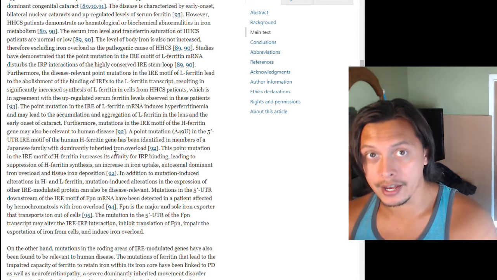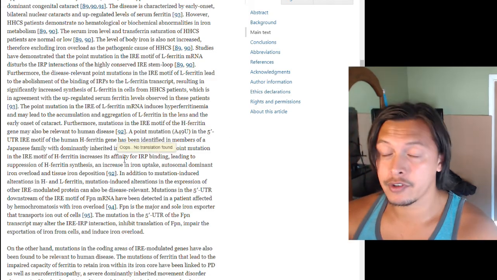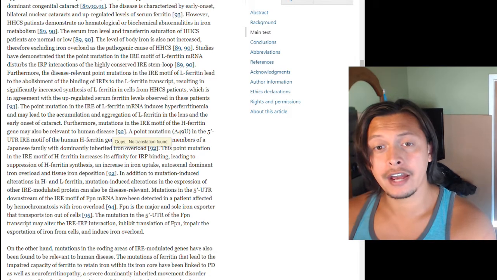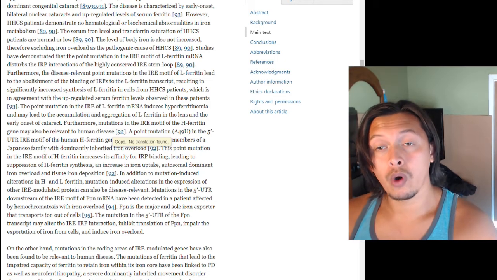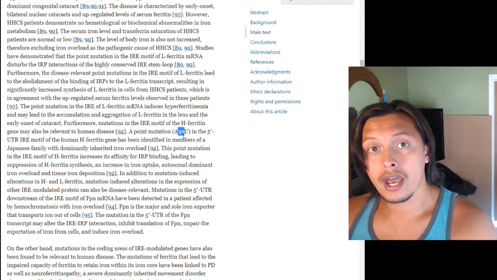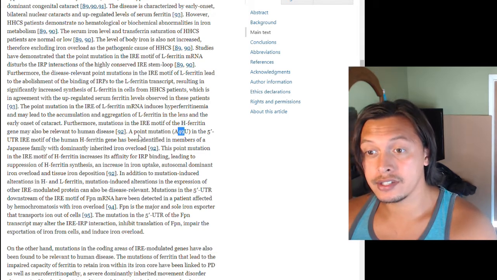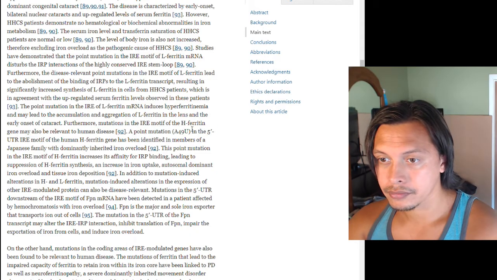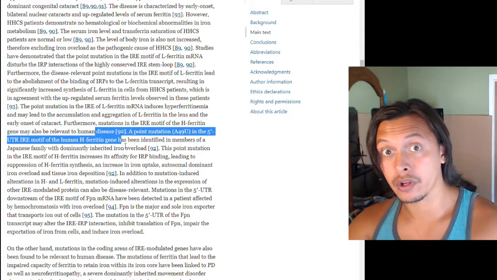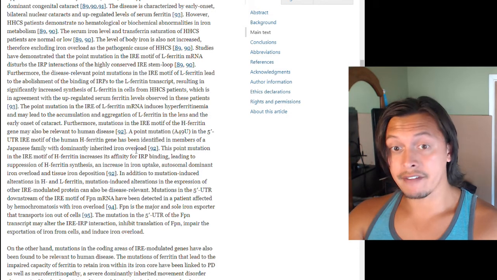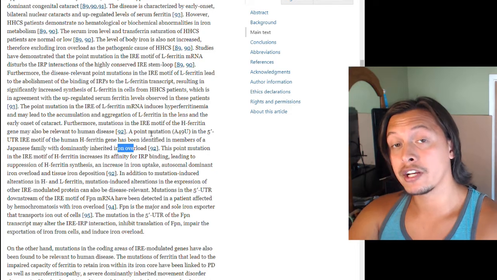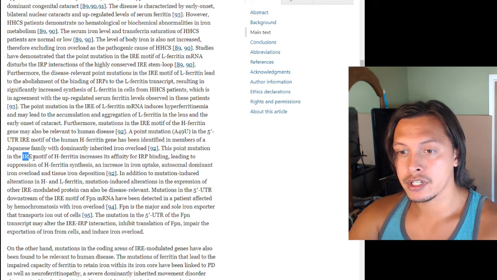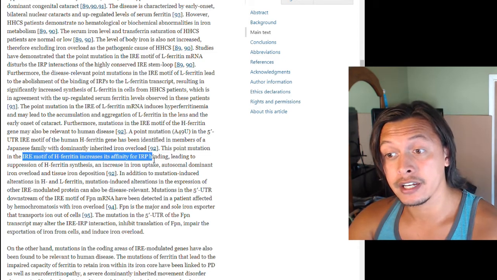So if either copy of this gene had this mutation, then you end up getting this disease, and the disease was, what was it called? Iron overload. So you're basically at a very high risk of getting way too much iron in your body if you have this disease. So this point mutation in the IRE motif of H-ferritin increases its affinity for the IRP binding.